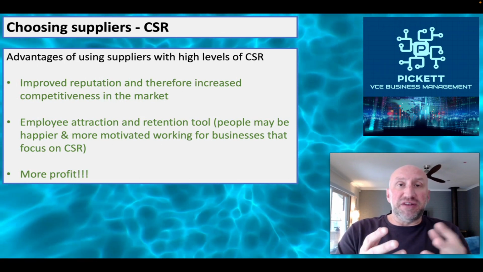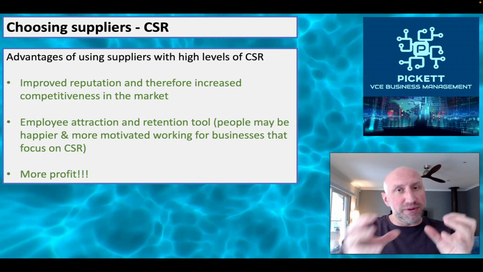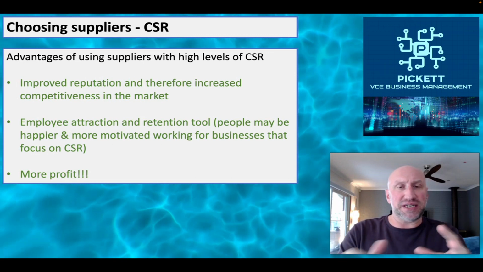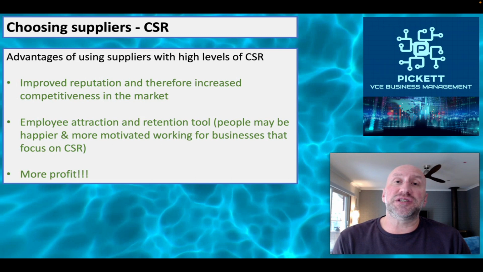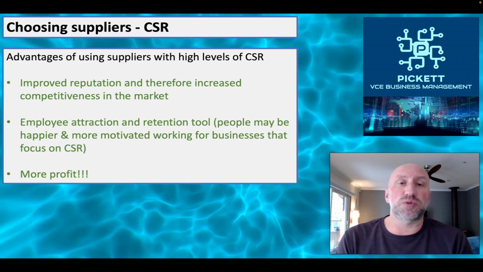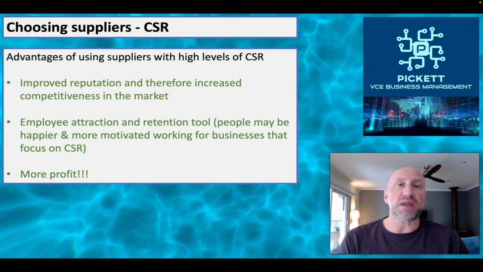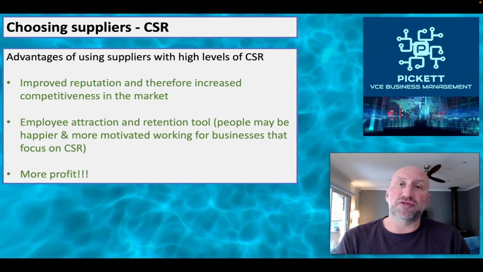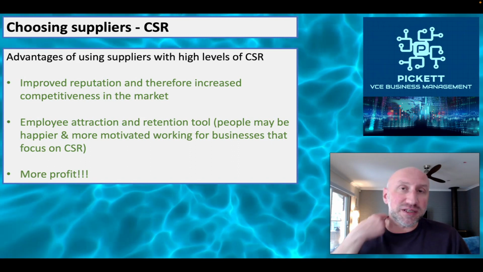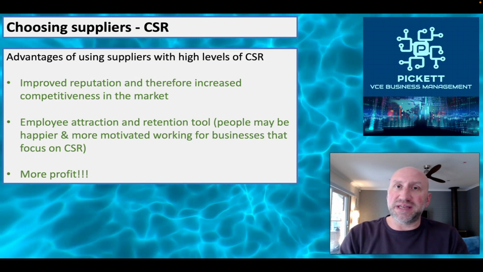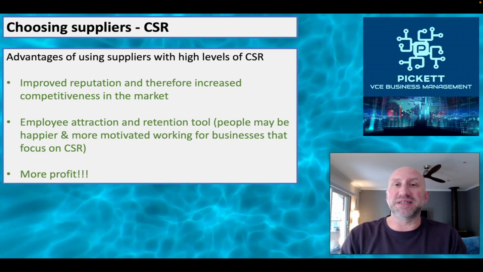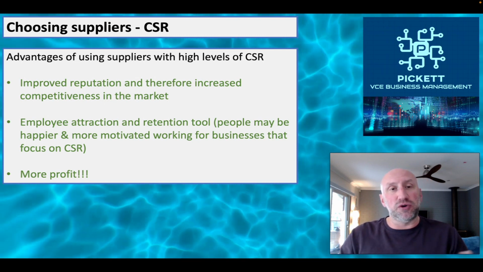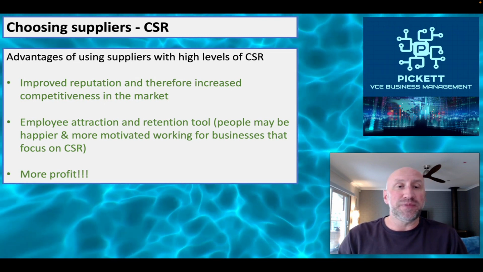Now, the advantages, because the key knowledge dot point, remember, talked about the advantages and disadvantages, or I think it is benefits and limitations. So the advantages of doing this, of using suppliers with high levels of CSR: improved reputation for your business, and therefore increased competitiveness in the market, because people, especially these days, want to be buying from businesses that do operate in a sustainable and ethical and a socially responsible way.